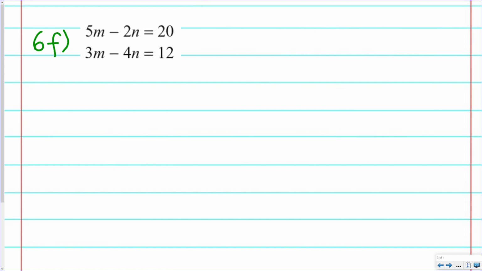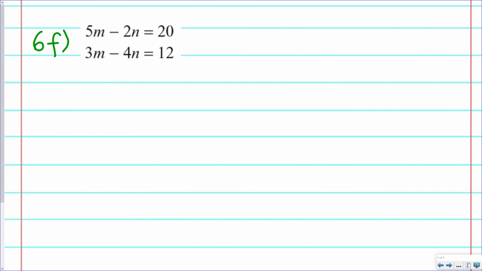Going on to this next one, what we have here is, again, they're lined up but neither of them are identical. So what we'll do is we'll look at multiplying one of them across. I'm going to choose to multiply the top one because 5 and 3, there's no easy way of doing it without having to multiply both of them. Like I could multiply the top by 3, and I could multiply the bottom by 5, and that would give me 15m on both of them. But that's just going to be a bit too much work.